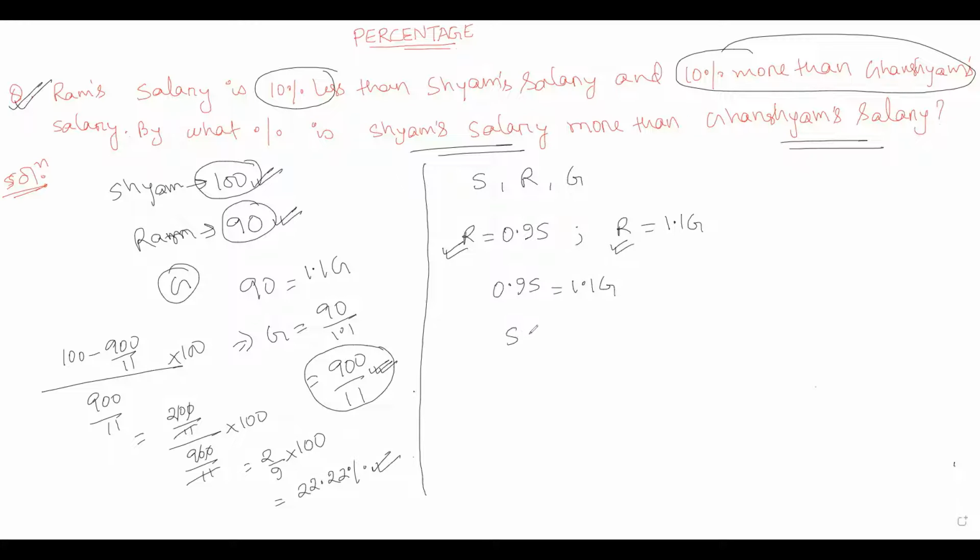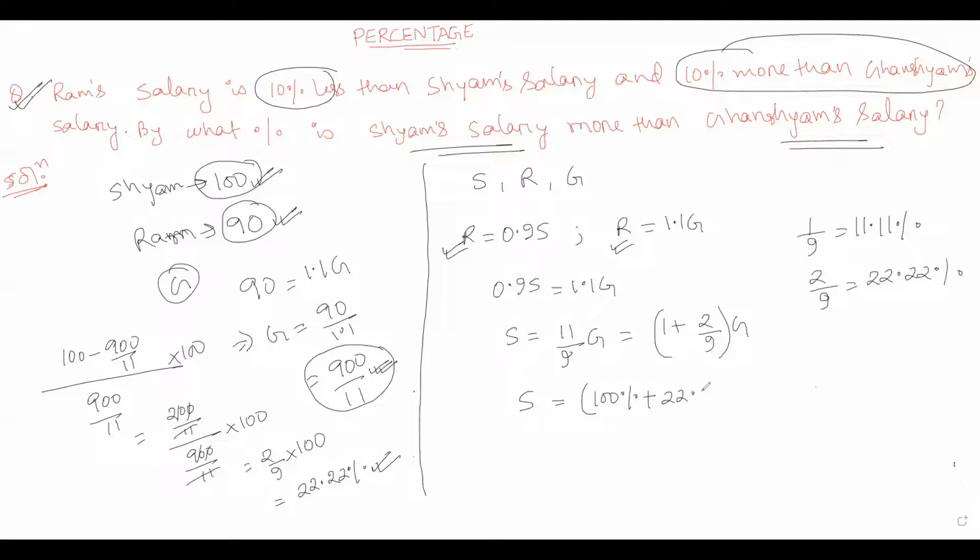So if you calculate, S would be equivalent to 11 by 9 of G, or it can be written as 1 plus 2 by 9 of G. We know 1 is equivalent to 100%. 2 by 9, if you remember, 1 by 9 is equivalent to 11.11%. So 2 by 9 would be equivalent to 22.22%. So this 2 by 9 can be written as 22.22% times G. So we can see that Shyam's salary is 100% plus 22.22% of Ghanshyam's salary. So Shyam's salary would be 22.22% more than Ghanshyam's salary.